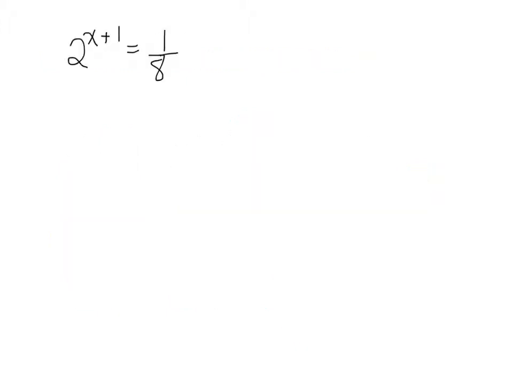Here's our first example problem. 2 to the power of (x plus 1) equals 1/8. You might even want to put that x plus 1 in parentheses to make sure you keep it self-contained. We're going to use the same exact strategy. We identify first the base, and the base I'm looking for is a 2. So I need to figure out what 1/8 is as a power of 2.